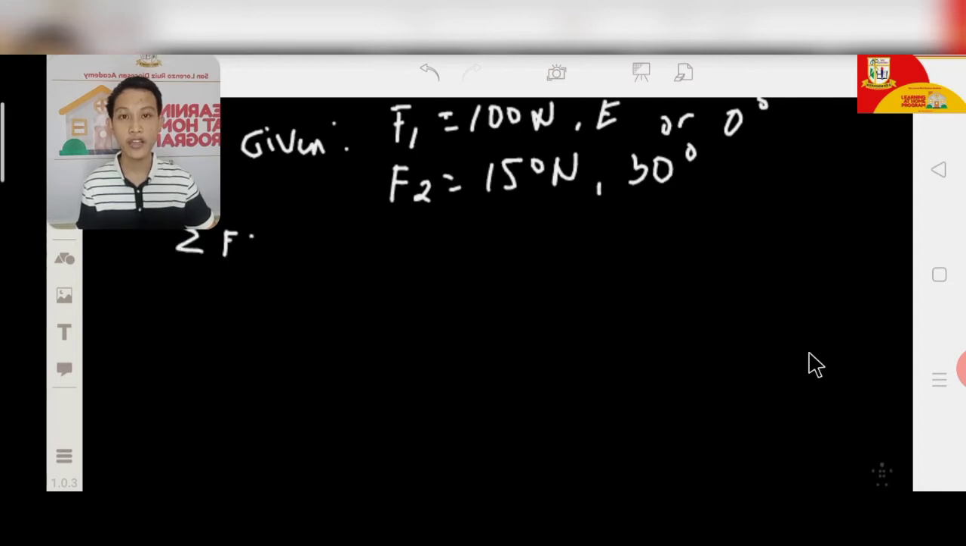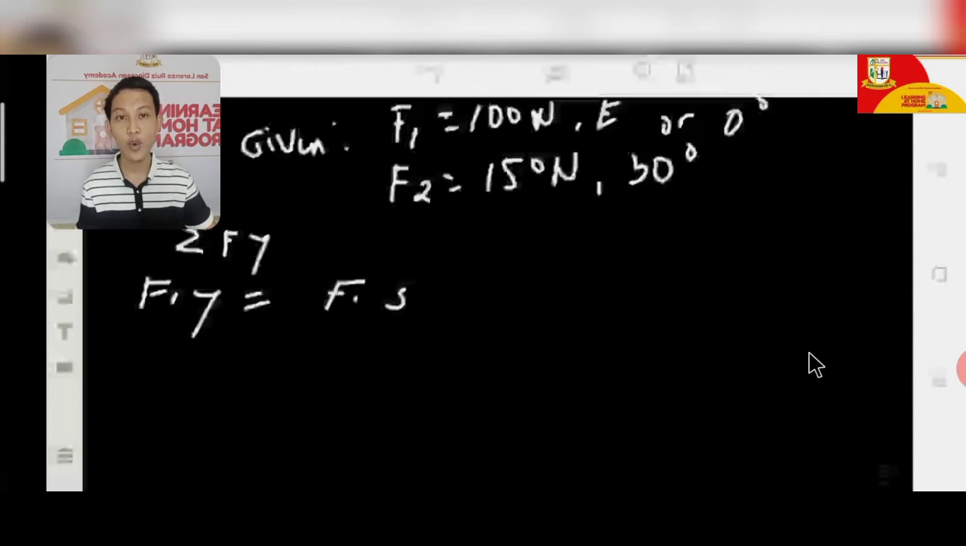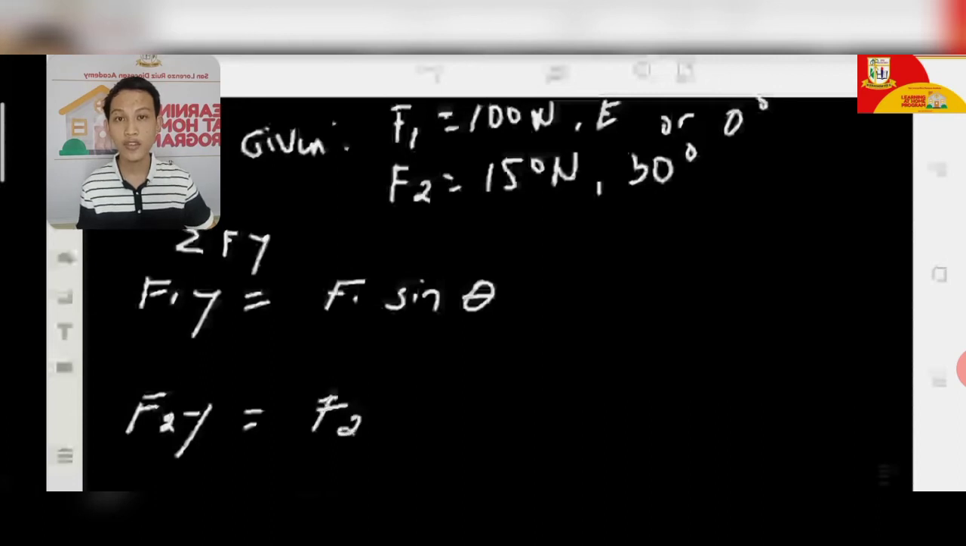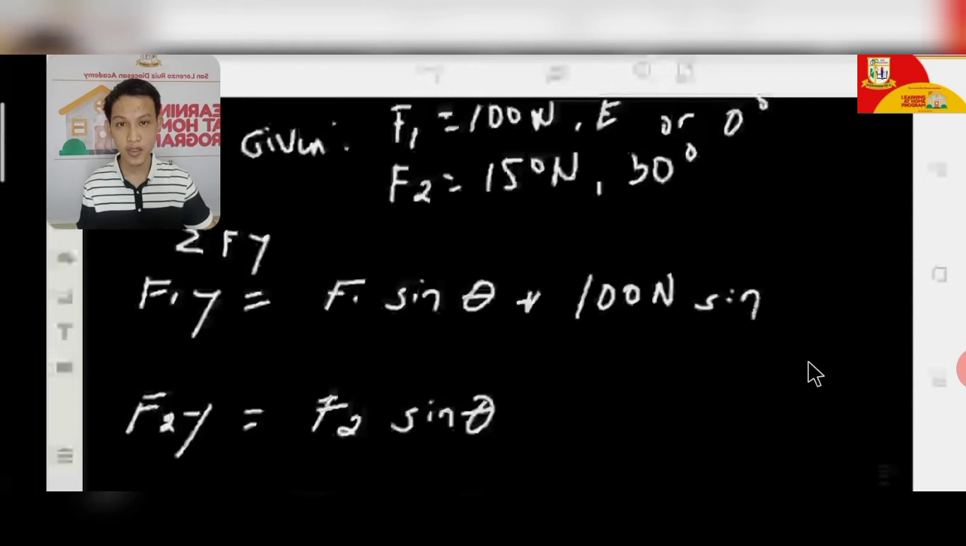Okay, so we have the summation of F_y, or the vertical component. So we will have F1y, since it's vertical, is equal to F1 sine theta. Okay, so we will now use the sine function, and F2y is equal to F2 sine theta. Okay, we will substitute again the given values. We have F1 is equal to 100 newtons sine 0 degrees.